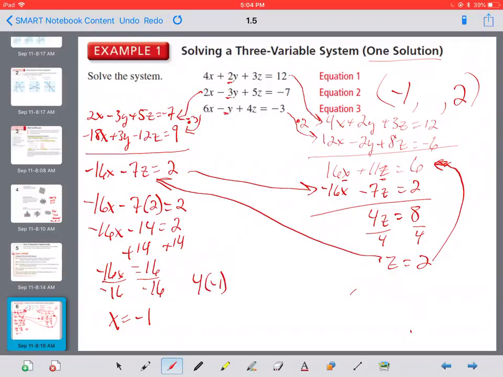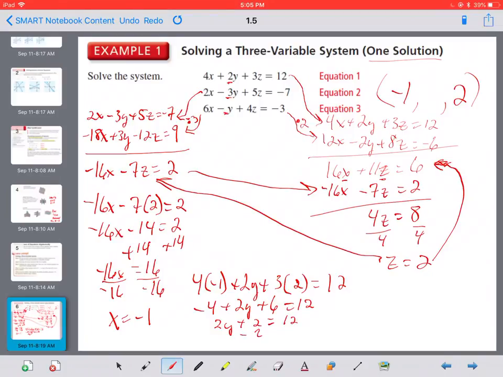4 times negative 1 for x, plus 2y, plus 3 times 2 for z, equals 12. Negative 4 plus 2y plus 6 equals 12. 2y plus 2 equals 12. Move your 2. 2y equals 10. Divide by 2. Y equals 5. Bam. X, Y, Z: negative 1, 5, and 2.